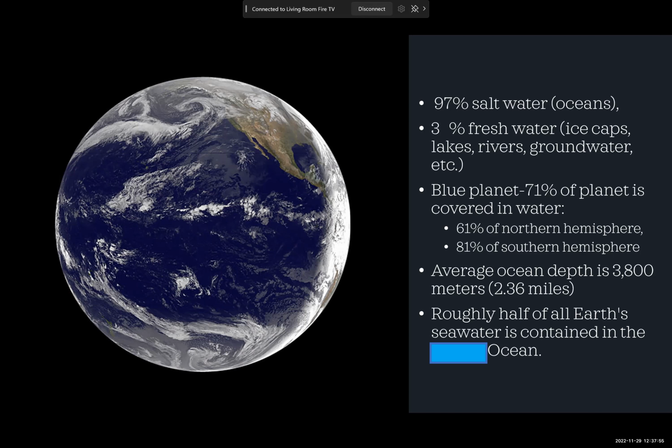So roughly half of all of our seawater is contained in which ocean? Lots of hands. All right, let's do it, Lil. I had an idea, but I'm afraid I'm wrong now. Say it. Doesn't matter. Pacific. All right, you're right. And deeper than the Atlantic as well. Yes, Pacific's huge, right?